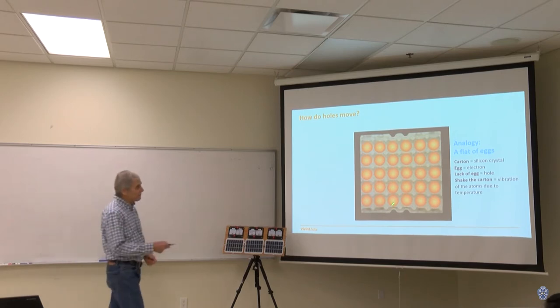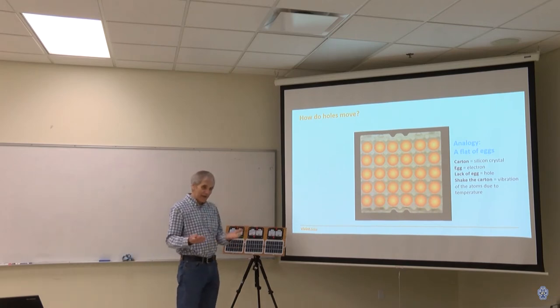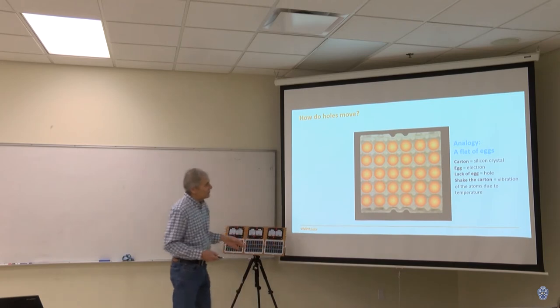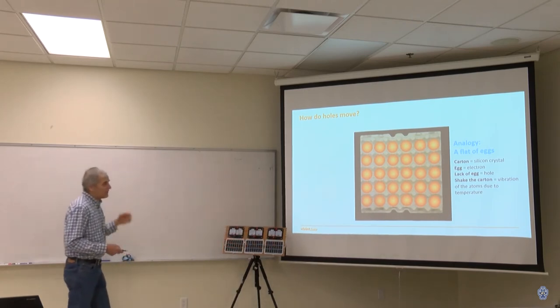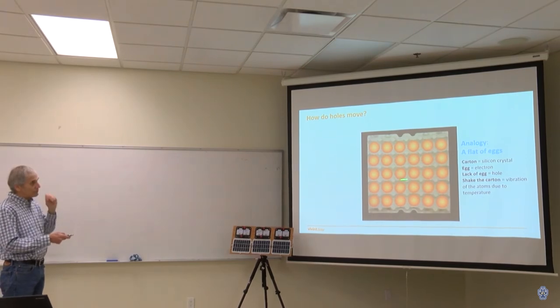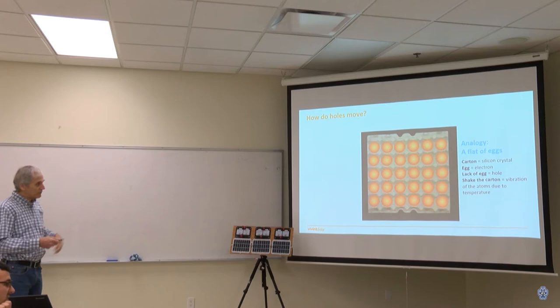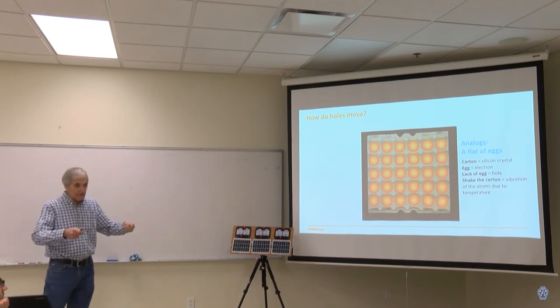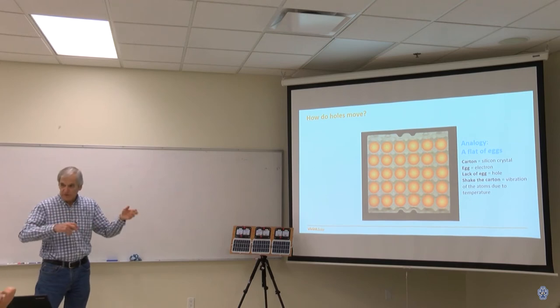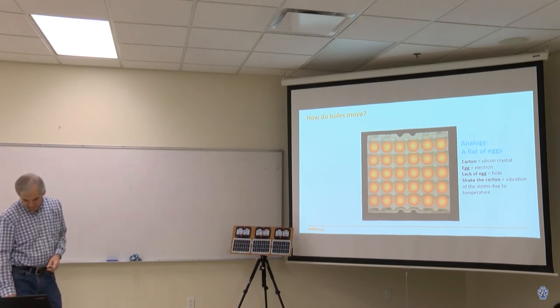So what I have here is an egg carton, or an egg flat, and it's full of eggs, and we're going to use this to demonstrate how a hole moves. The carton is the silicon crystal, the eggs are electrons, the lack of an egg is a hole. I'm going to shake the carton so that the eggs are bouncing up and down and have a chance to move sideways. And we'll see what happens.